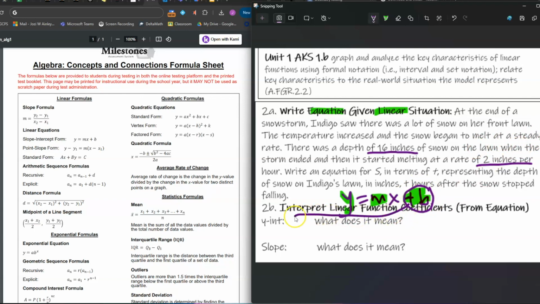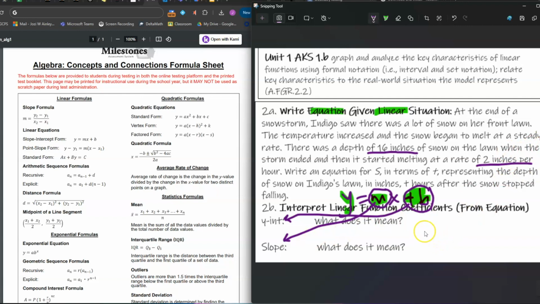B is my y-intercept, right? It's where it crosses the y-axis and also where it starts, where it begins. So whatever I'm going to write here, it's my starting point. It's where it begins. And then what is M? M is my slope. So again, you're writing your notes on the right-hand side.